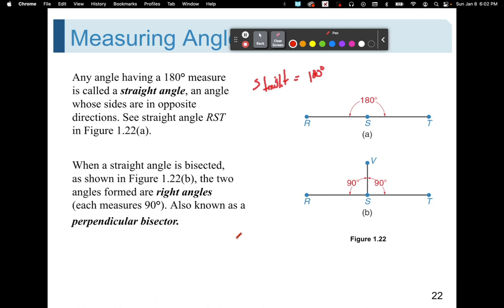In addition to that, if we take a straight line and we draw a line into it that forms a 90-degree angle, we call that a perpendicular line. And if someone said, hey, I have a perpendicular bisector, then what we know is that RS is congruent to ST because this bisector cut it in half. So not only did it cut it in half, it's also a perpendicular bisector. So it's forming a 90-degree angle and splitting the line segment in half.